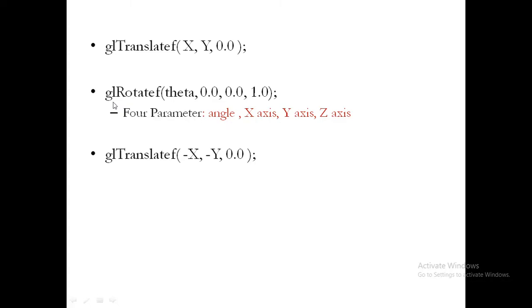The next function is glRotatef. There are 4 parameters: theta, that is the rotation angle, and X, Y, Z. So the rotation will happen about either the X, Y or Z axis. Here in our program, the triangle is rotating about the Z axis, so we will set Z to 1.